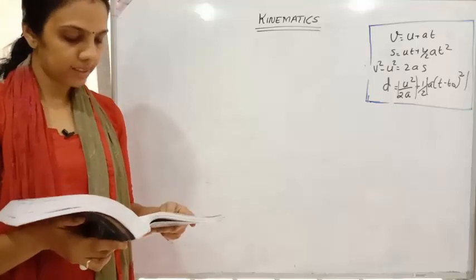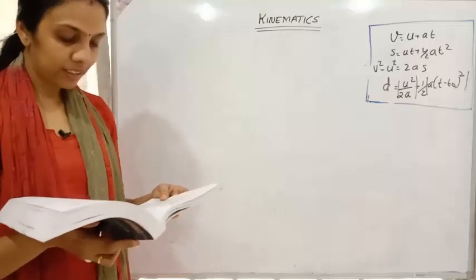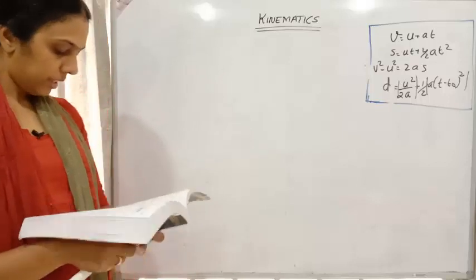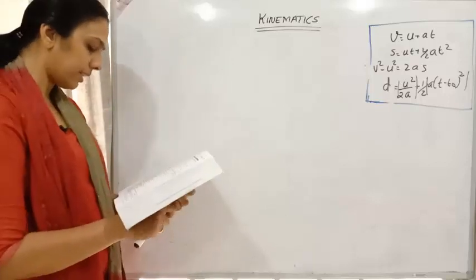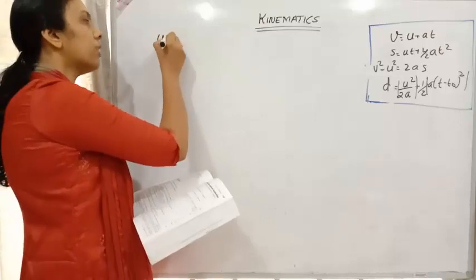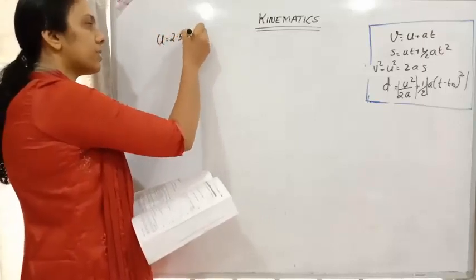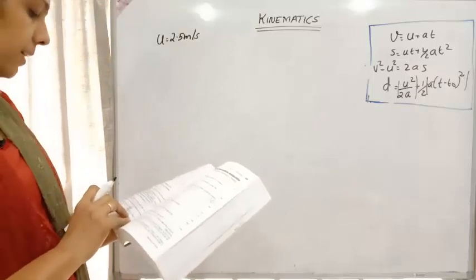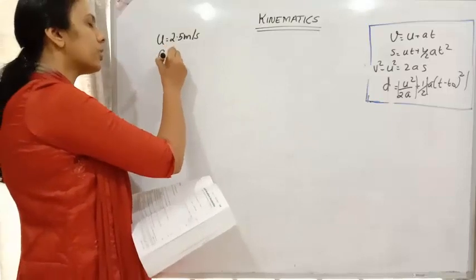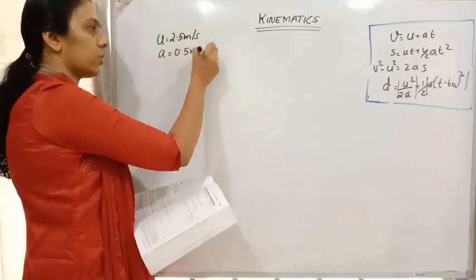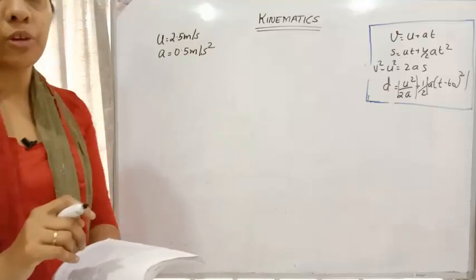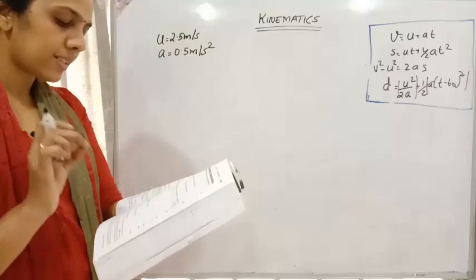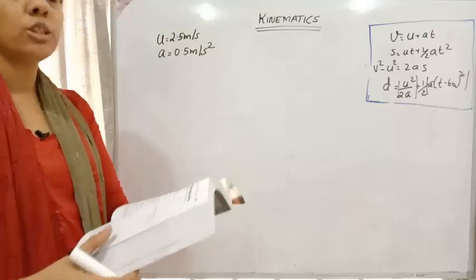Next question is, a particle starts with an initial velocity of 2.5 meter per second along the positive x direction and accelerates uniformly at the rate of 0.5 meter per second square. So acceleration is 0.5 meter per second square, and initial velocity is given like this. Find the distance traveled by it in the first 2 seconds.